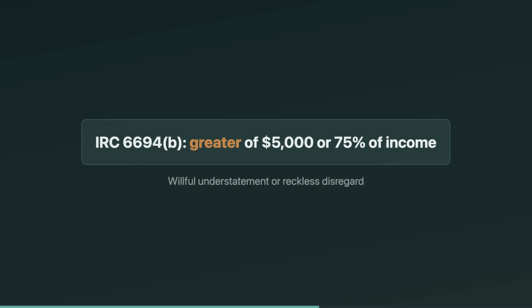Here's the money number they love. For IRC 6694B, the penalty is the greater of $5,000 or 75% of the income derived or to be derived by the preparer for that return or claim for refund. Notice it's greater of, not lesser of. And it's tied to the preparer's fee income, not the taxpayer's tax bill.